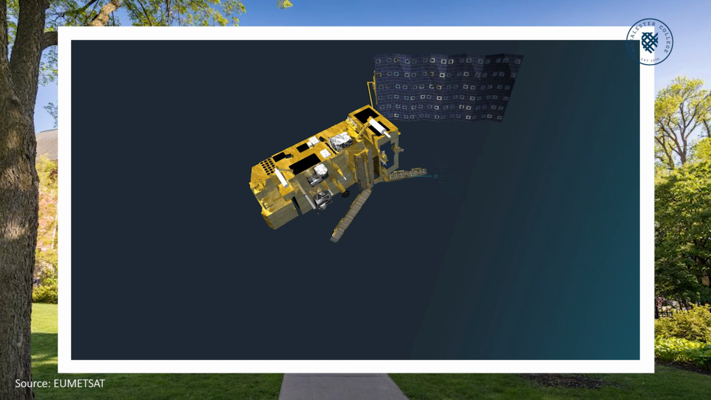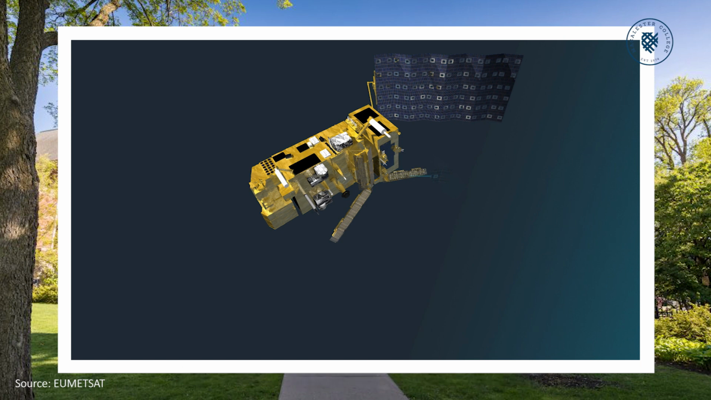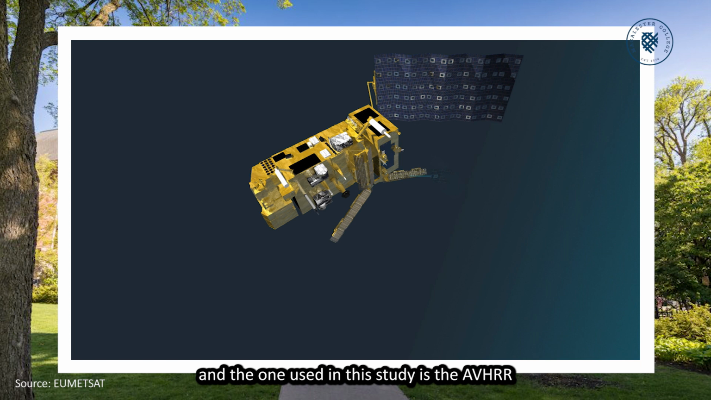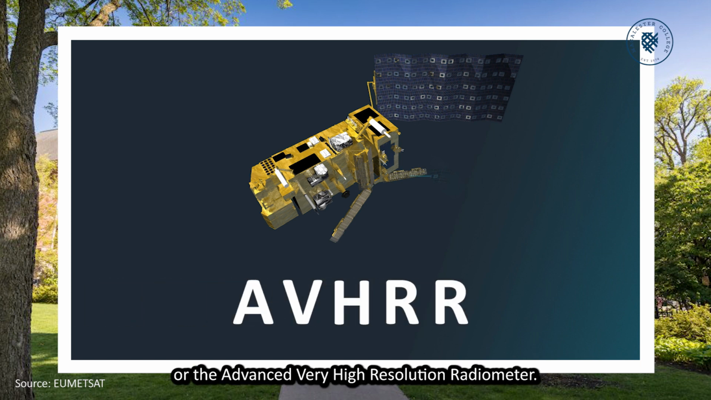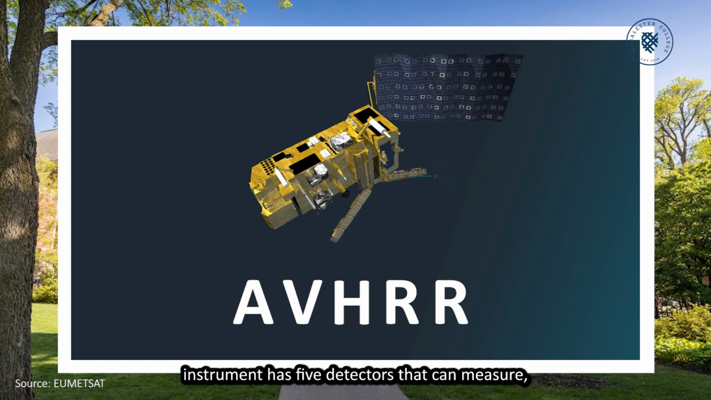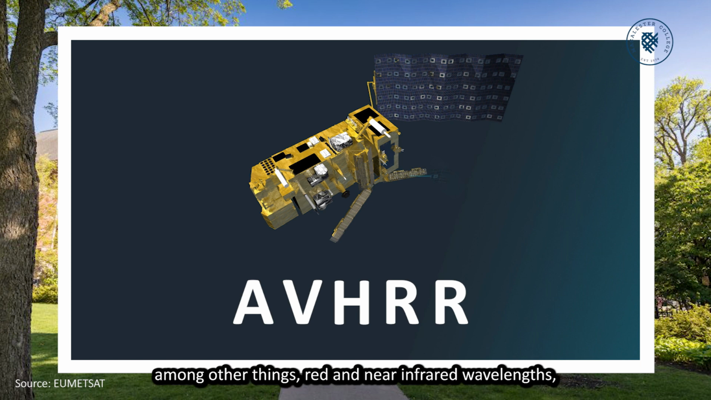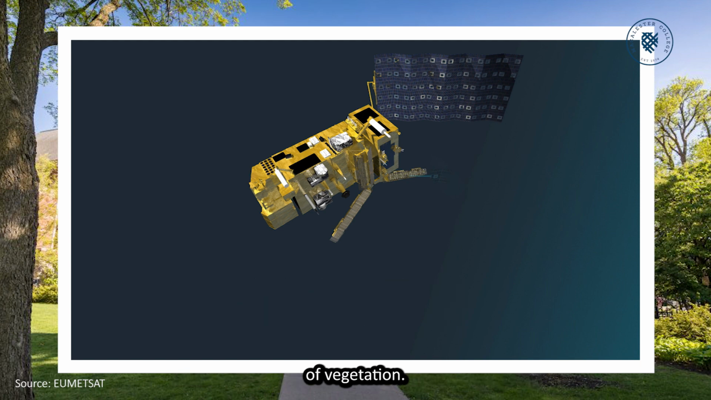One important satellite-mounted sensor used to measure and monitor greenness, and the one used in this study, is the AVHRR, or the Advanced Very High Resolution Radiometer. This remote sensing instrument has 5 detectors that can measure, among other things, red and near-infrared wavelengths, and therefore quantify the photosynthetic capacity of vegetation.